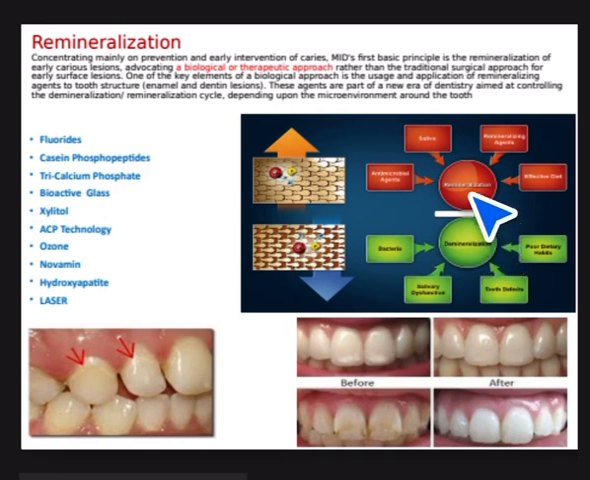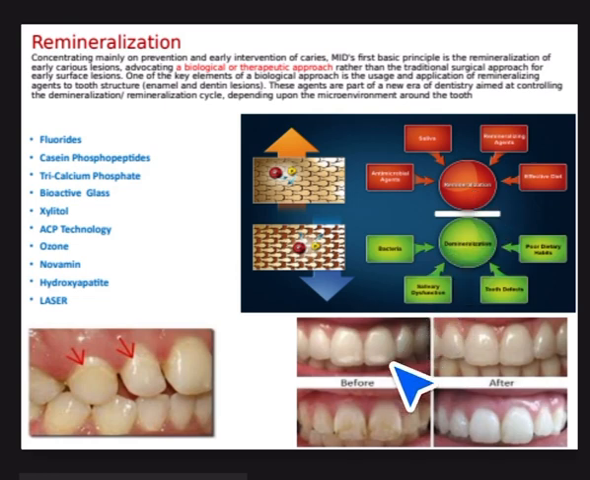So we have to do remineralization. What do we do remineralization with? Antimicrobial agents, antibacterial agents, saliva, the best remineralization agents, and good diet. This is remineralization.